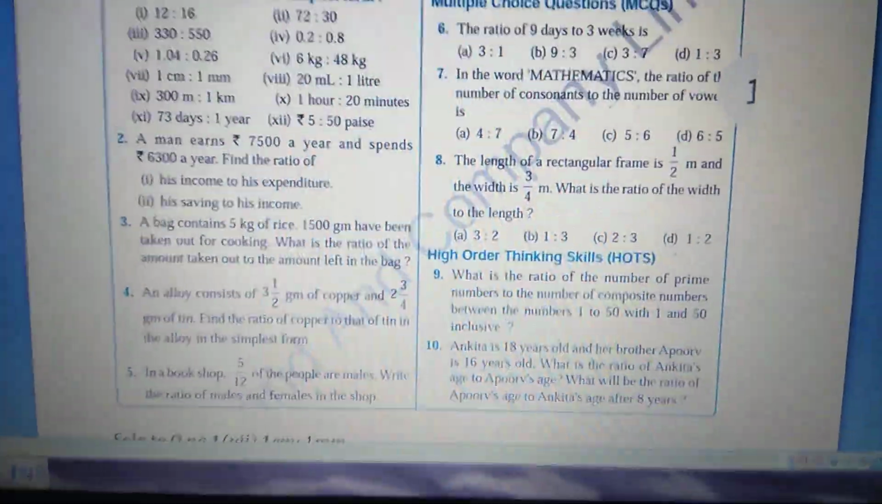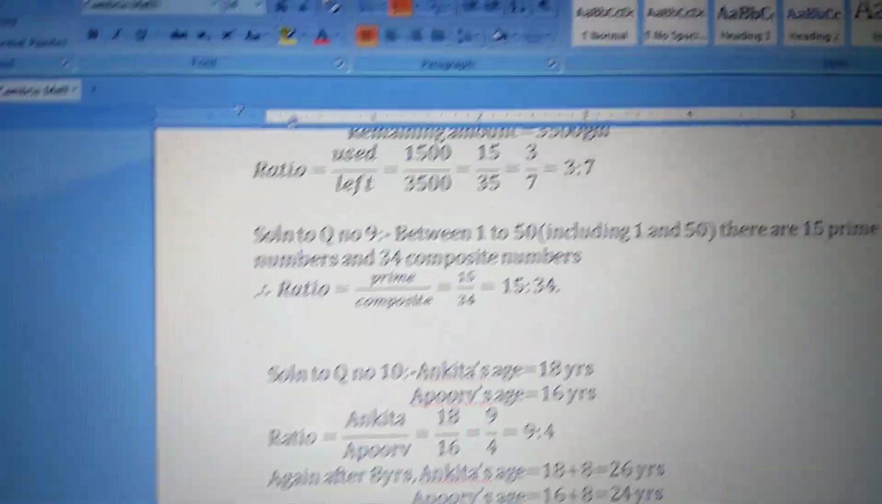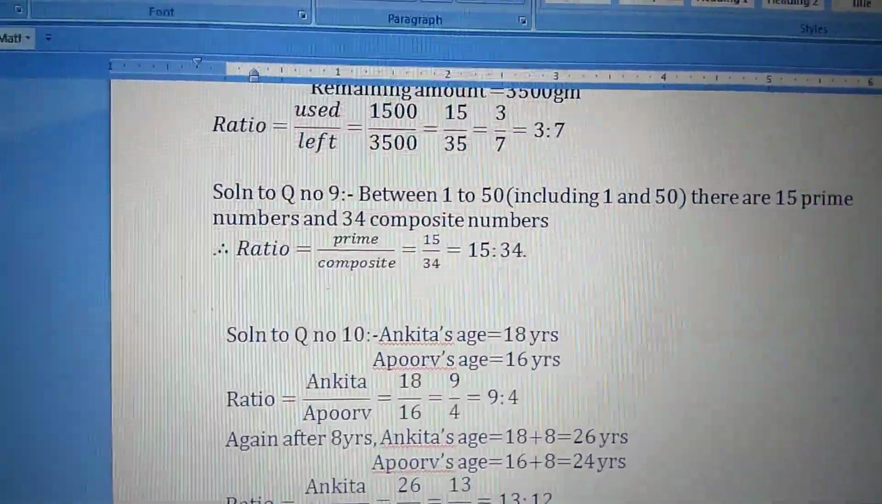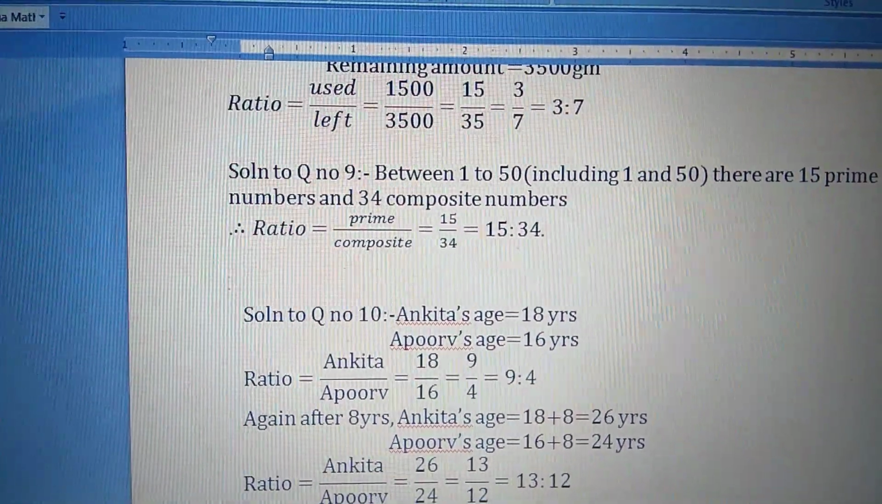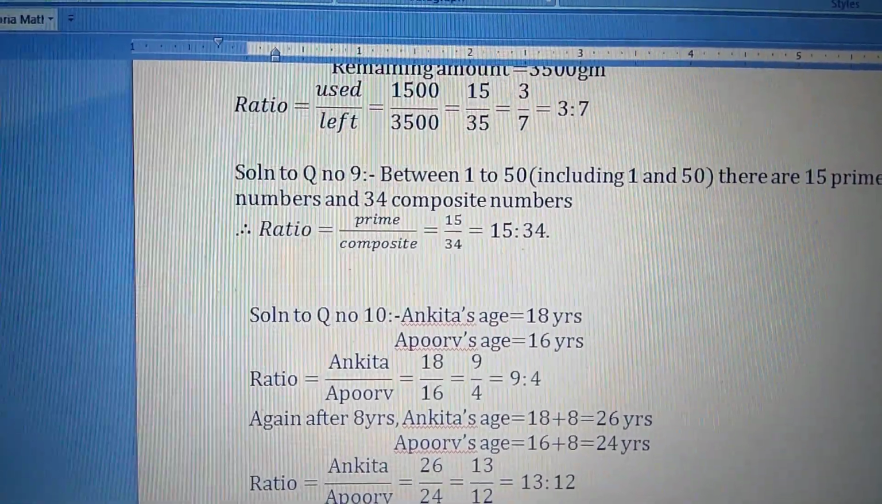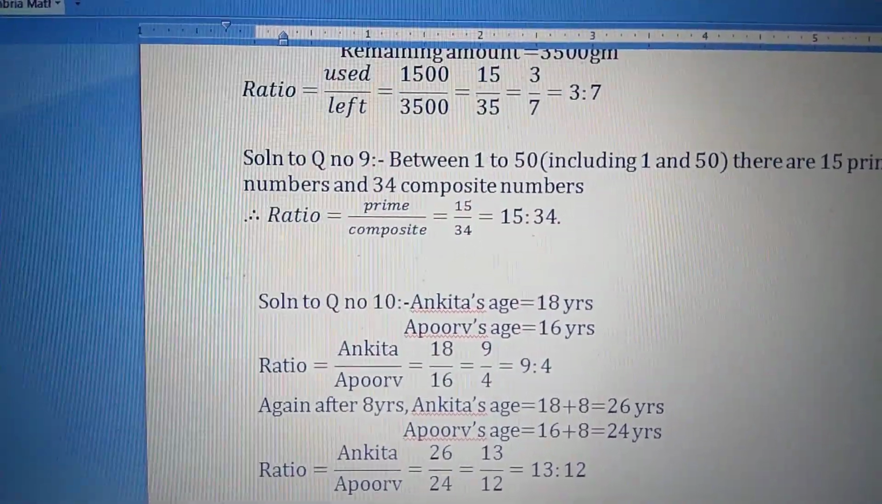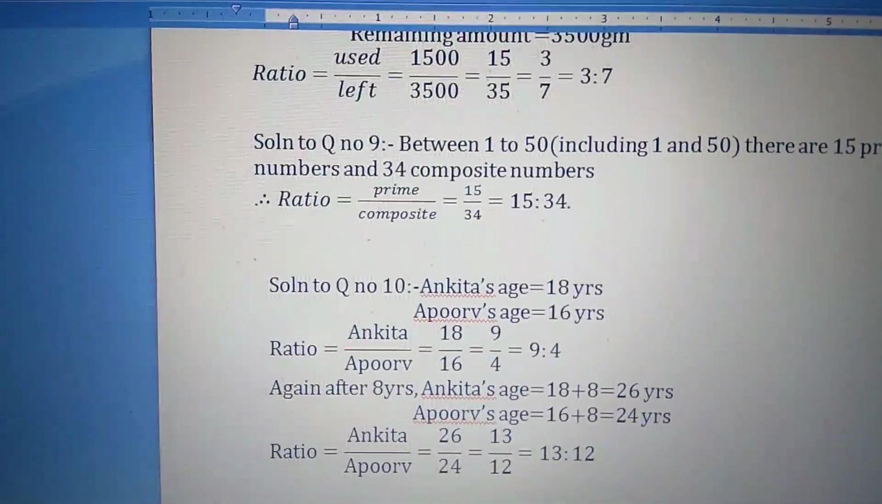So I have solved this for you. Let's have a look at it. Between 1 to 50, there are 15 prime numbers and 34 composite numbers. So the ratio prime by composite we are asked to find. So prime by composite is 15 by 34. Since they are co-prime to each other, our result will remain as 15:34.